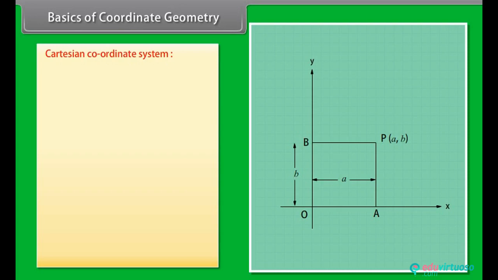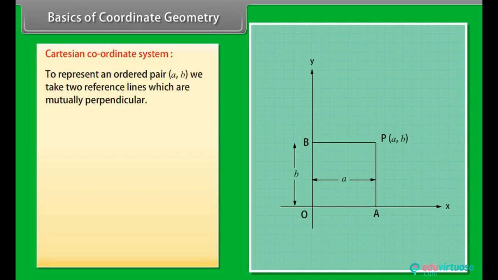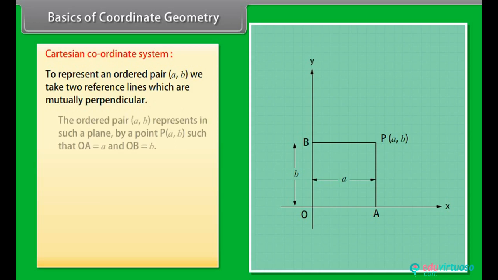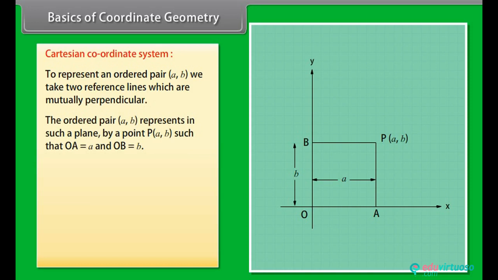Basics of coordinate geometry. Cartesian coordinate system. To represent an ordered pair (a, b), we take 2 reference lines which are mutually perpendicular. The ordered pair (a, b) is represented in such a plane by a point P(a, b) such that OA is equal to a and OB is equal to b.